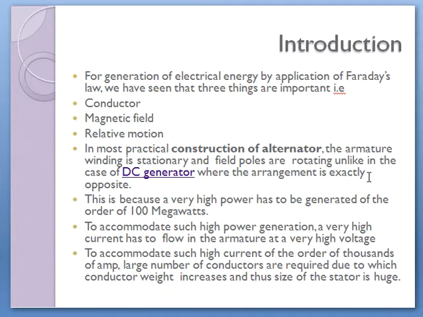To accommodate such high power generation, a very high current has to flow in the armature at a very high voltage. To accommodate such high current, of the order of some thousands of amperes, a large number of conductors are required, due to which the conductor weight increases, and thus the size of the stator is huge.